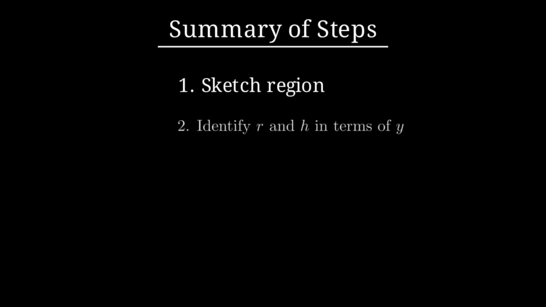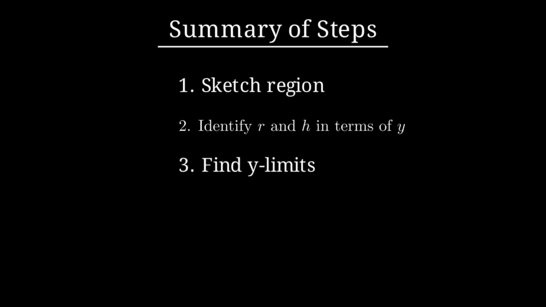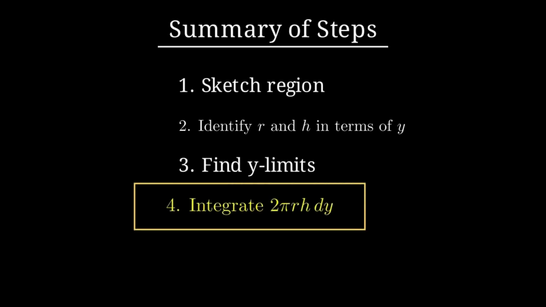To summarize, start by sketching the region and the axis of rotation. Identify your radius as the distance from the axis to a typical slice, and your height as the length of that slice. Determine your y limits, set up your integral with the 2π constant, and solve. This systematic approach works for any shell problem.